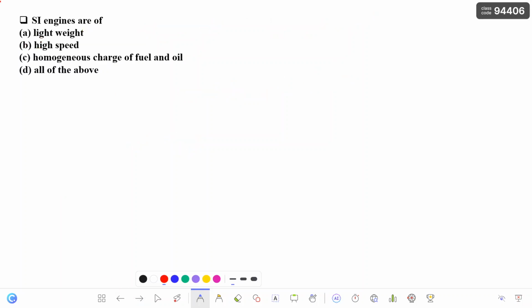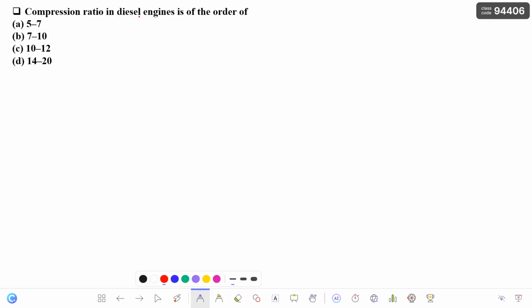And the next question: SI engines are of lightweight, high speed, homogeneous charge of fuel and air, all of the above. All of the above, sir. Yeah, it's correct. SI engines are not bulkier, so they are lightweight. Because they are lightweight, they are faster. Also we provide a homogeneous mixture of fuel and air. So the answer is all of them. Next, the compression ratio in a diesel engine is of the order. Option D, sir, 14 to 20. Correct, very good.